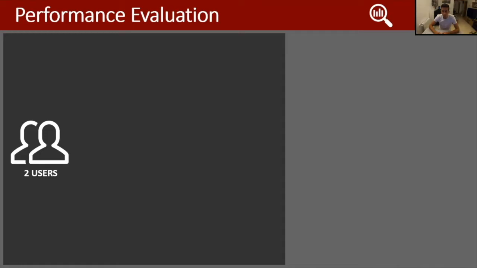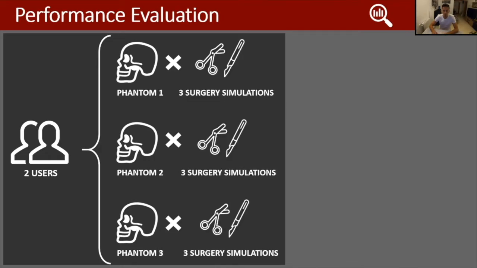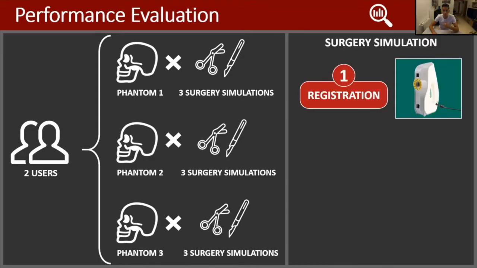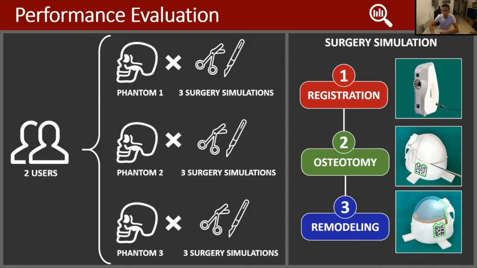For the performance evaluation, we asked two users to perform surgical simulations on three different phantoms based on real patients. For each phantom, we asked the users to perform three complete surgical simulations. This surgical simulation consists of three steps. First, a registration of the virtual data with the patient anatomy using structured light scanning, 3D photography. Then the osteotomy or bone resection. And then to simulate the bone remodeling or bone fragment positioning.